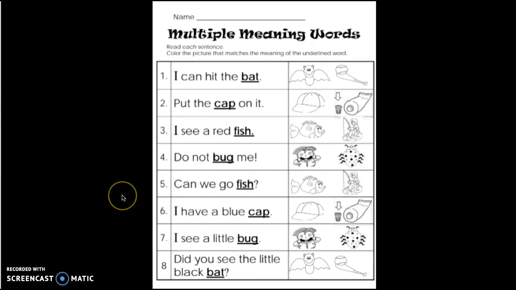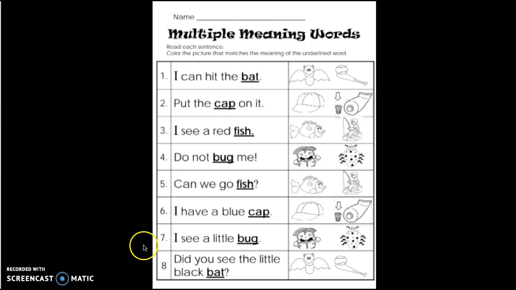5, can we go fish? Can we go fish? Fish. What type of fish are they talking about? Color the picture. 6, I have a blue cap. I have a blue cap. Cap. What type of cap are they talking about?